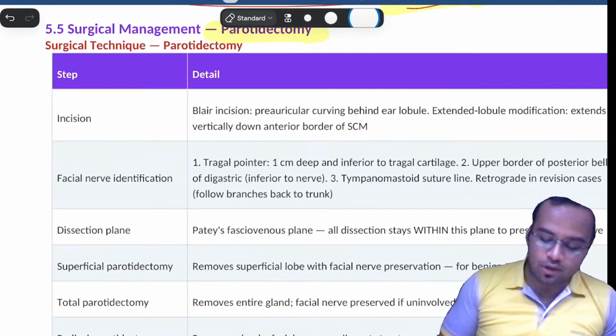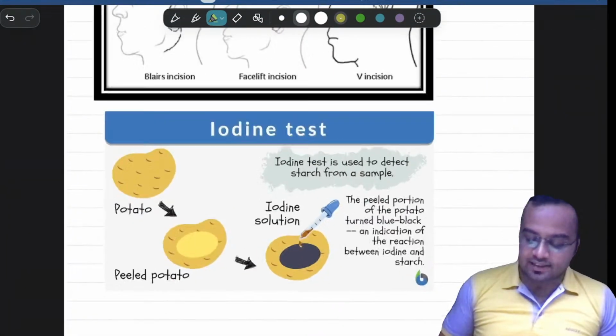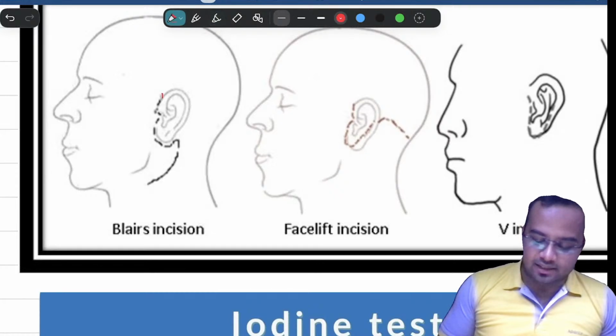approach. Incision is going to be a Blair incision. So what is a Blair or modified Blair incision? So I am going to tell you about the different incisions. So these are the incisions. So this is the Blair incision. This is the Blair, or it is called as modified or lazy S incision.